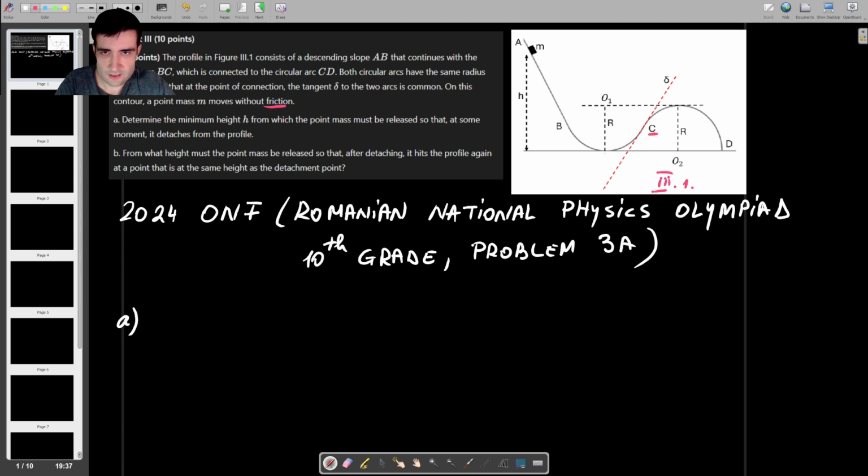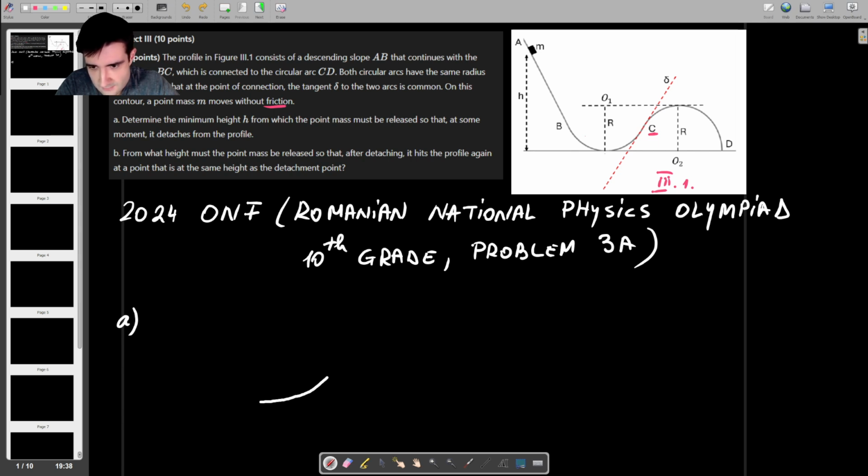First of all, I'm going to make the bold claim that the object will never detach before it reaches point C. I'm not going to go into a deep proof, or maybe I will, I haven't decided yet. If we think of the object being at an arbitrary position, somewhere here or somewhere here, we can actually try to understand what happens. So let's do a kind of mini proof that the object will never detach before reaching point C.